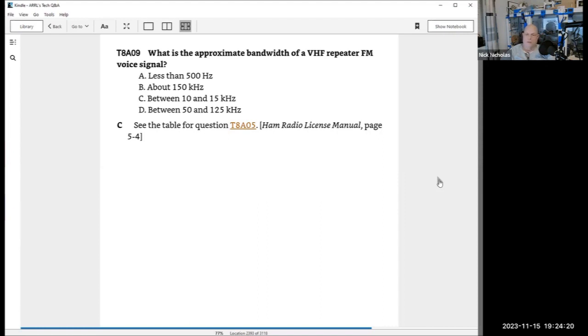Commercial broadcast is answer D. Now, there is also a commercial 5 kilohertz wide that's called narrow FM. The commercial radio for taxis, police, etc., and some of the FM services like family radio and so on, those are narrow band.